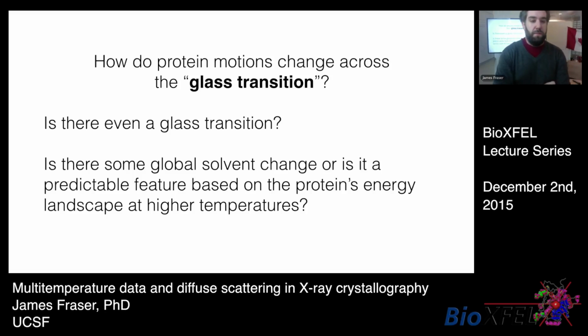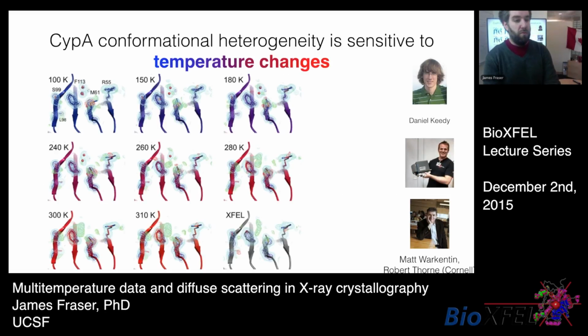Since we're running a little long, I think I'll skip some of the glass transition stuff. What we found in the protein cyclophilin A is that the conformational heterogeneity is very, very sensitive to temperature changes. So in collaboration with Rob Thorne and Matt Warkentin, we collected a series of data sets over a wide temperature range spanning 100 Kelvin to 310 Kelvin.